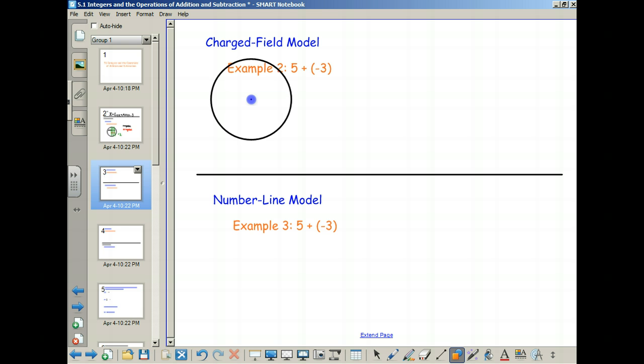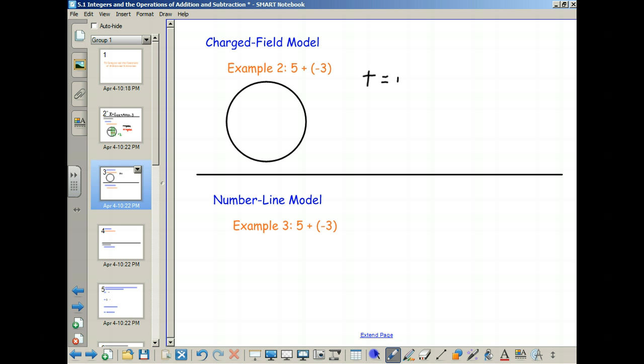This is the charged fields model. A charged fields model does the same kind of thing, except that instead of using black and red, it uses a plus to represent a positive number. And somebody give me your best guess as to what represents a negative number? Minus. Yeah, a minus.